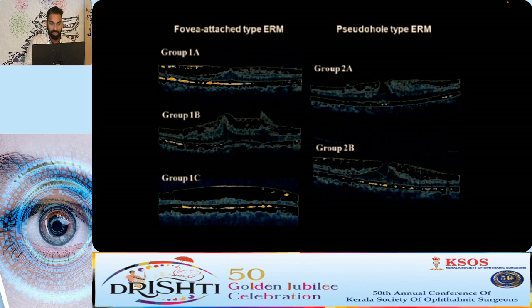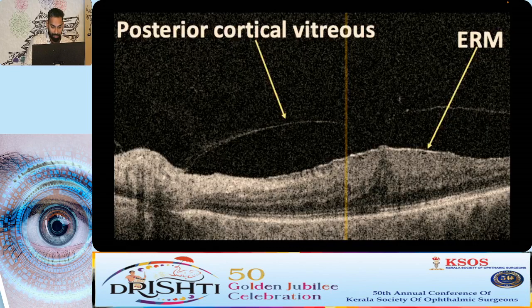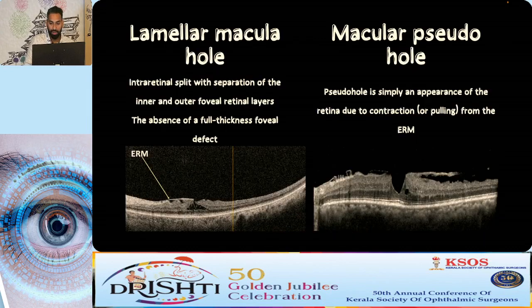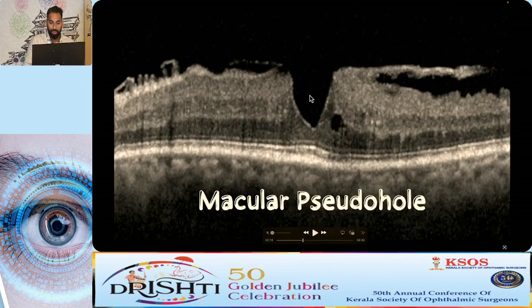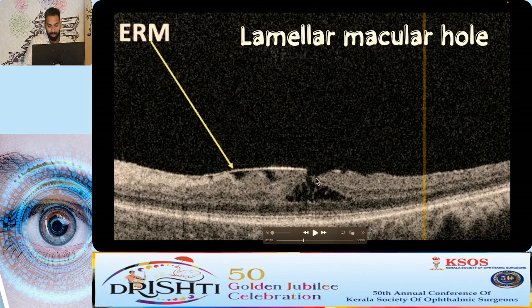Then we have epiretinal membranes. So this is the classification for epiretinal membrane. Over here you can see a hyperreflective line kind of lesion. This is an ERM, epiretinal membrane. When the epiretinal membrane starts pulling on the foveal area, you can get macular pseudoholes, like over here. It's not a full thickness macular hole. And when there are intraretinal spaces like over here, you name it a lamellar macular hole.